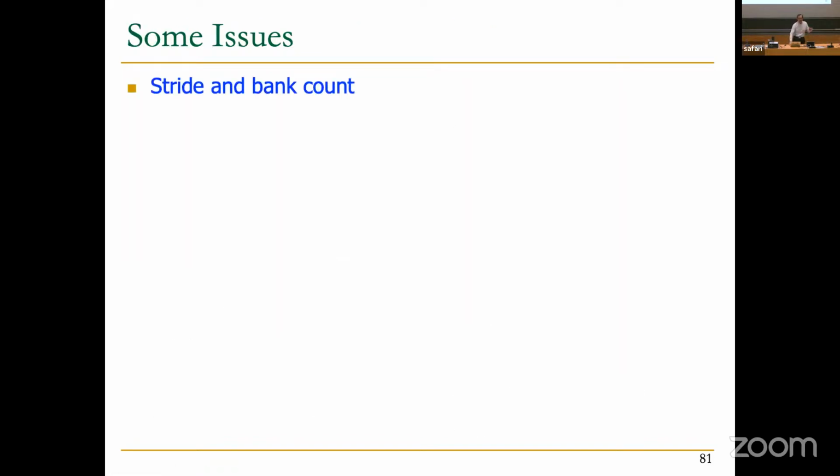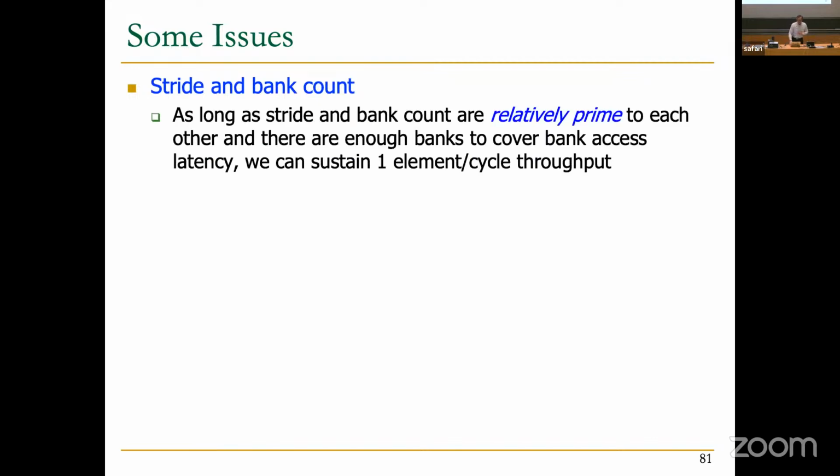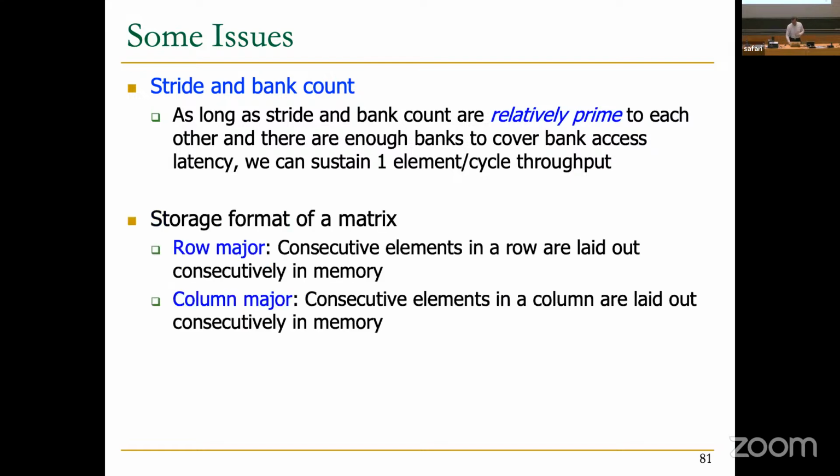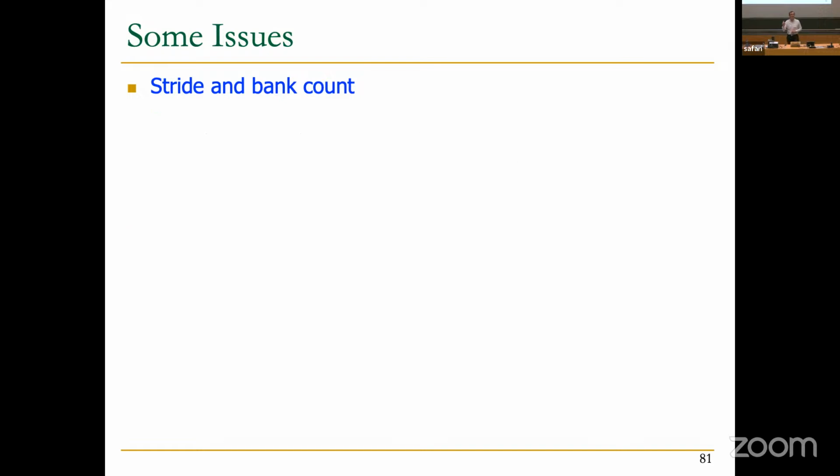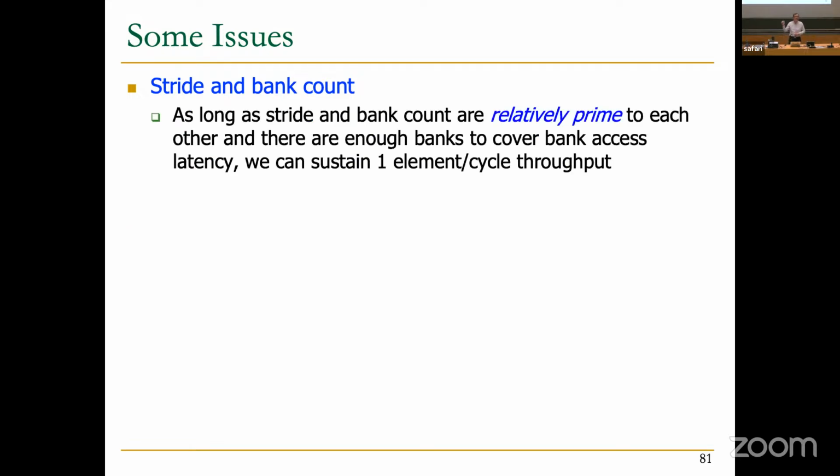So there are some other issues. So stride and bank count, let's revisit this. Actually we've assumed stride 1, but as long as the stride and bank count are relatively prime to each other, such that they're not divisible with each other, and there are enough banks to cover the bank access latency, you can sustain 1 element per cycle throughput. This is the real generalization. You need your stride and bank count to be relatively prime. How do you make sure that happens? Good luck. Especially if you have 2 to the power of n number of banks, this is very difficult to achieve. If your banks can be a prime number, well, that becomes interesting now, but then how do you do the address mapping with a prime number?